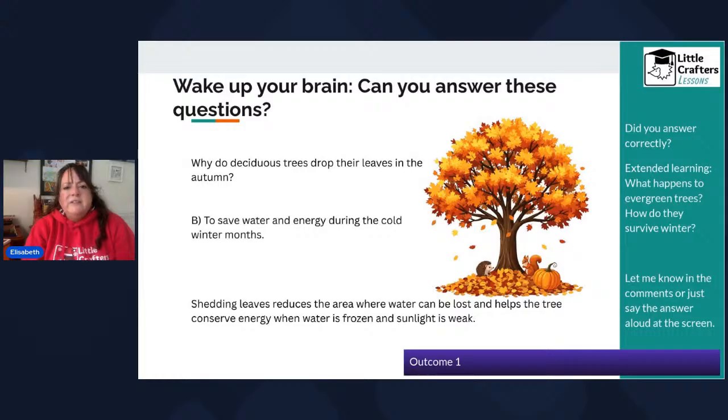Extended learning here. What happens to evergreen trees? How do they survive winter? So an evergreen stays green, right? It's not deciduous. It doesn't drop its leaves. How does that survive winter?